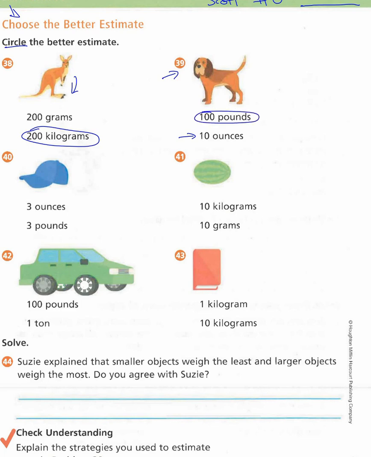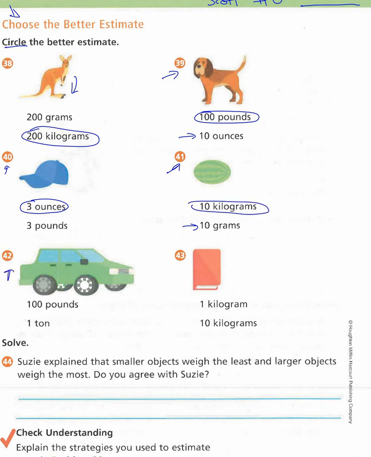All right, number 40, a baseball cap. Do you think a cap weighs 3 ounces or 3 pounds? Well, hopefully not 3 pounds. Yep, 3 ounces. And then we have a watermelon over here. Watermelon, 10 grams. Remember, a gram is a paper clip, right? And so it wouldn't be 10 paper clips, it would be 10 kilograms.